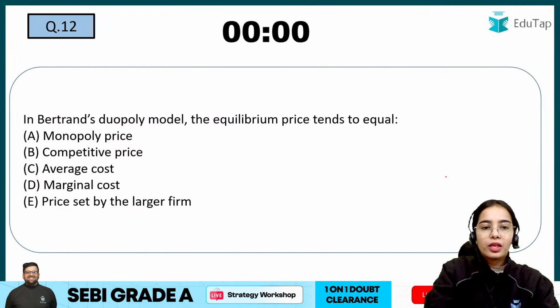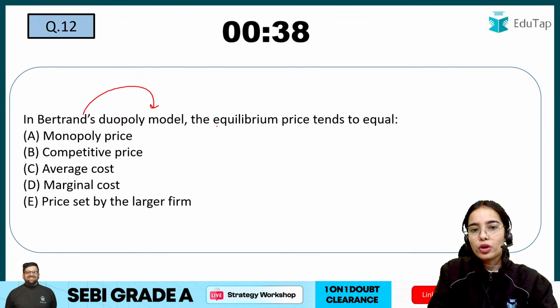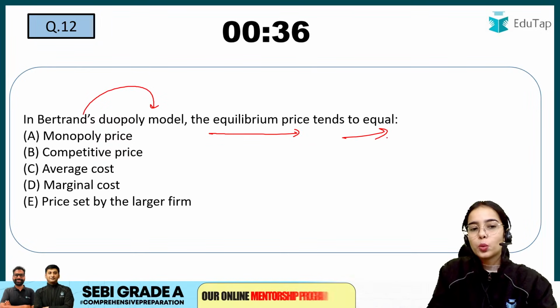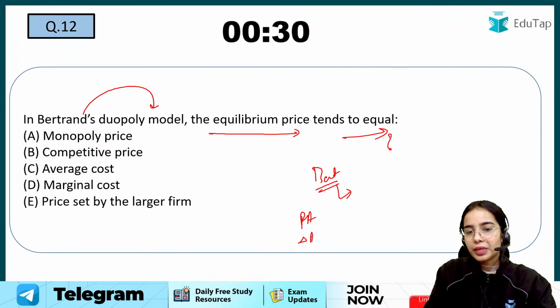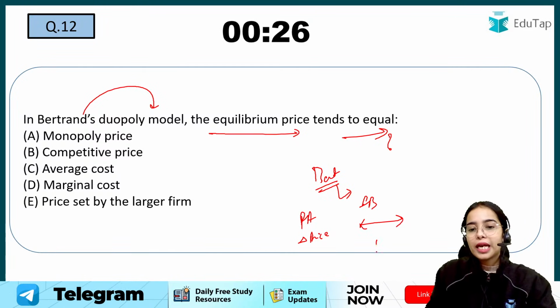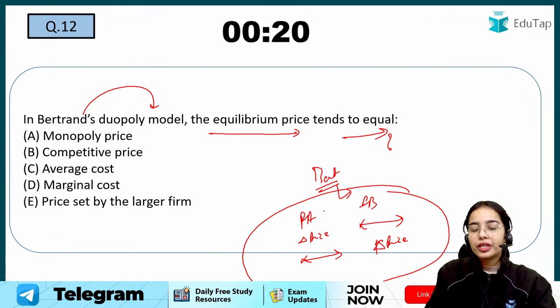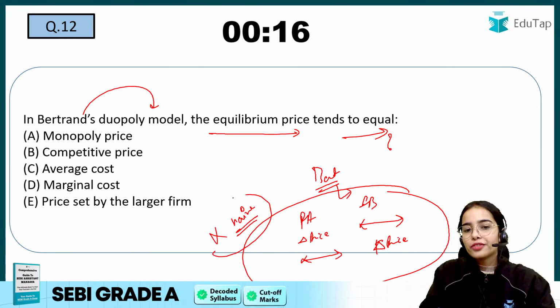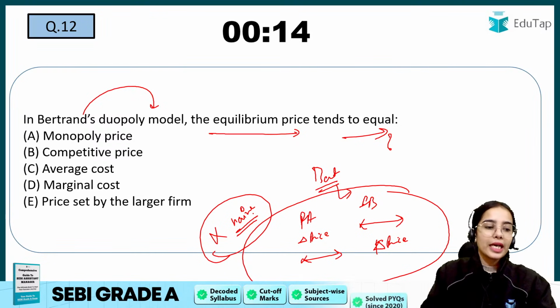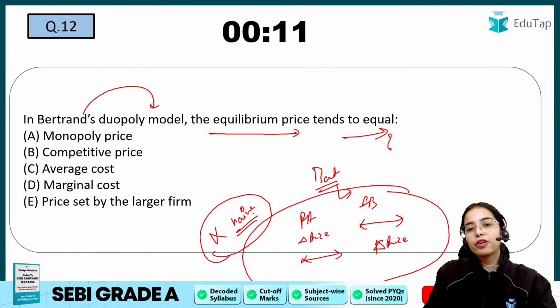Okay. Next, in Bertrand's duopoly model, the equilibrium price tends to equal what? In the Bertrand duopoly model, the basic assumption is that firm A is changing its price, thinking that the other firm will keep its price constant, and firm B is changing its price, thinking that the other firm will keep its price constant. So in the Bertrand duopoly model, it is said that the firms are quite naive. They do not learn from their past mistakes. They think that I can change my price, the other firm will not change its price.